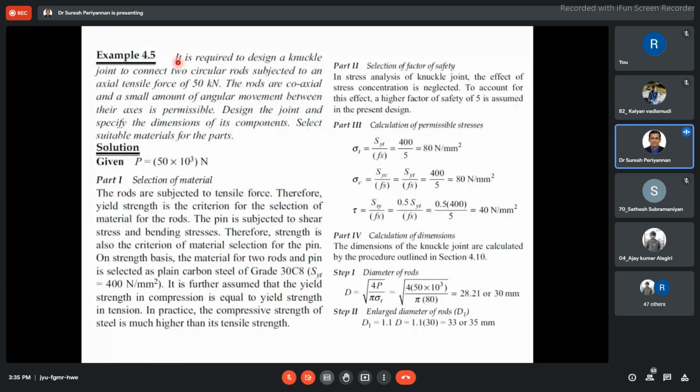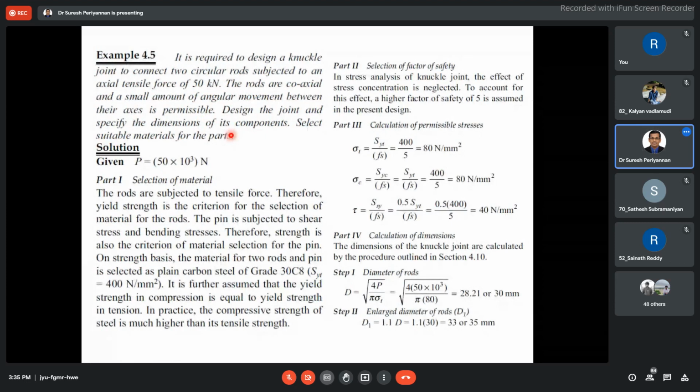It is required to design a knuckle joint to connect two circular rods subjected to an axial tensile force of 50 kilonewton. The P value is given as 50 kilonewton. The rods are coaxial and a small amount of angular movement between their axes is permissible. Now design the joint and specify the dimensions of the components. Select the suitable material for the parts.